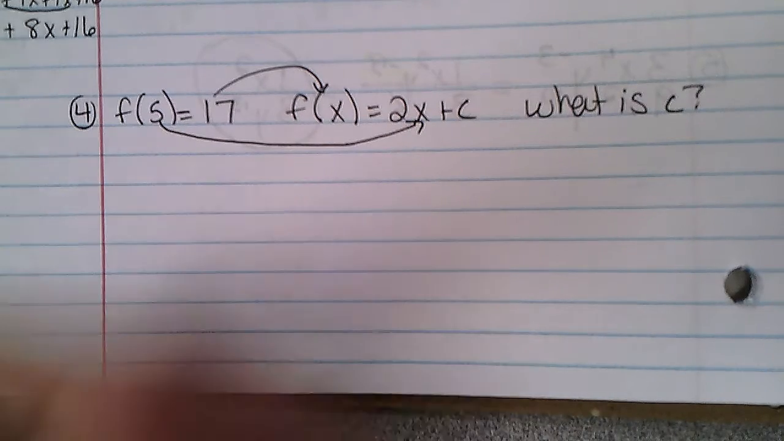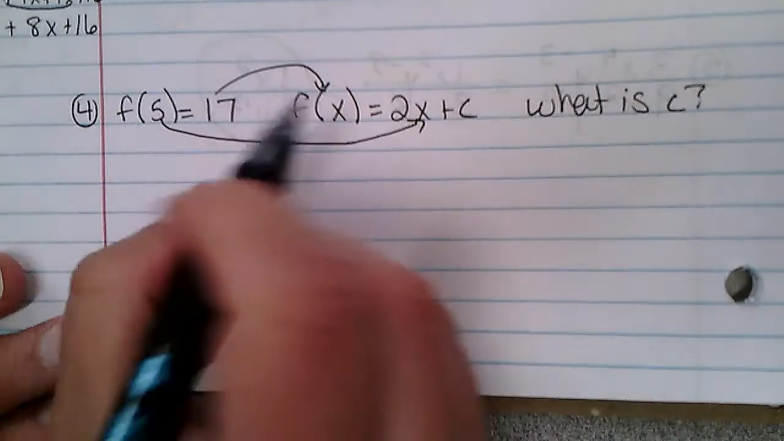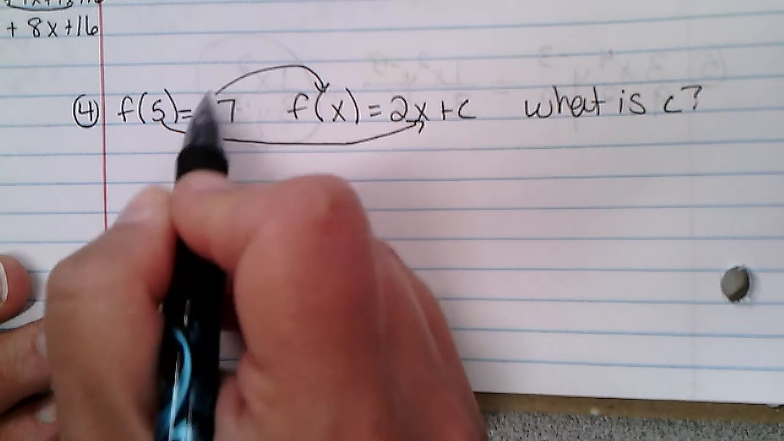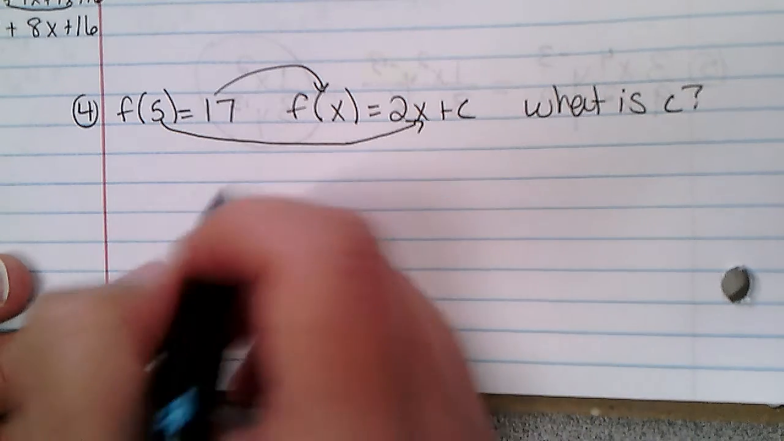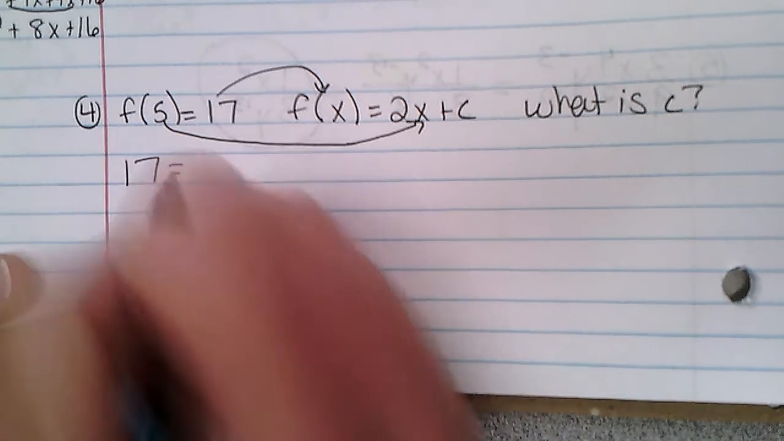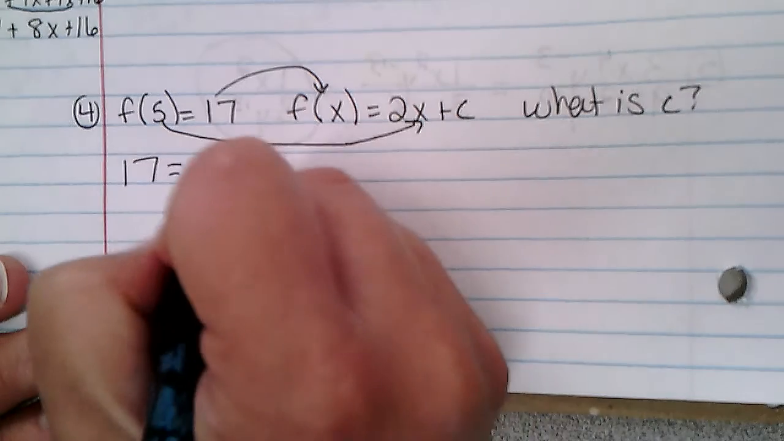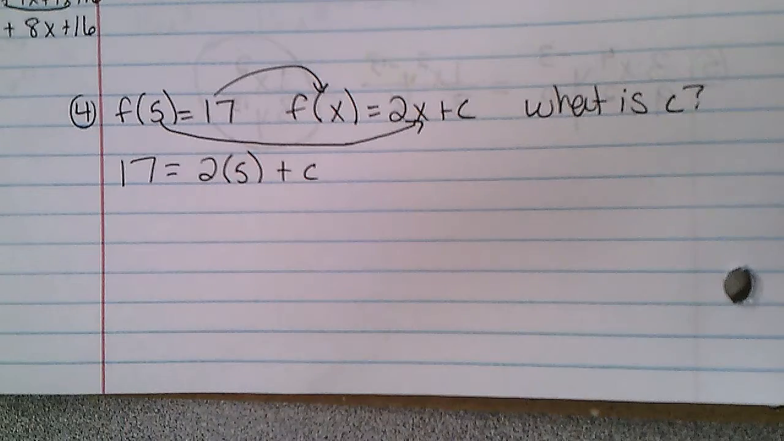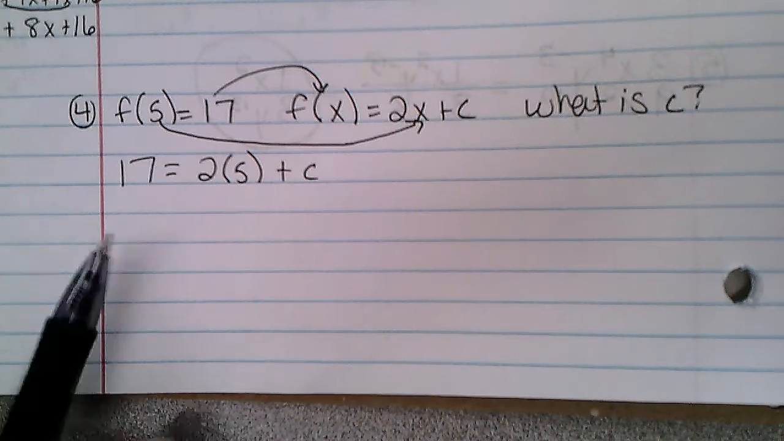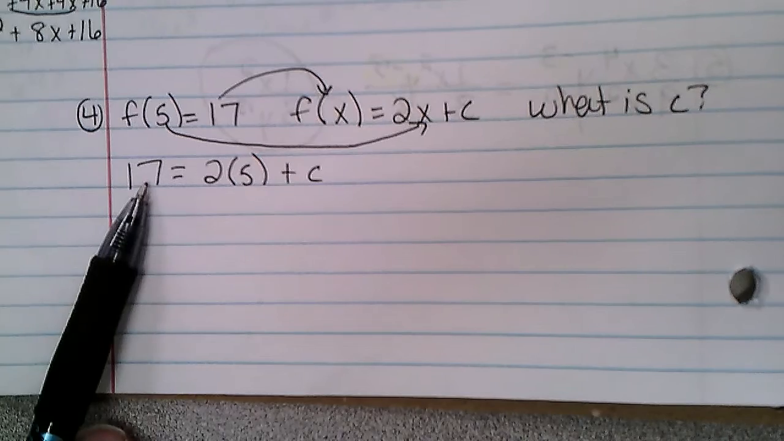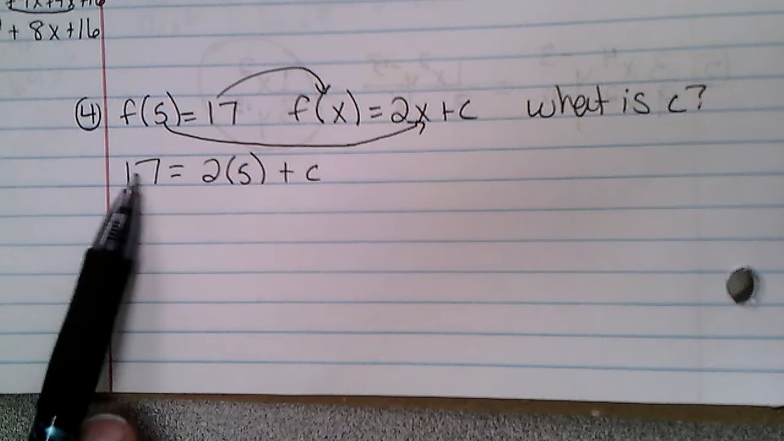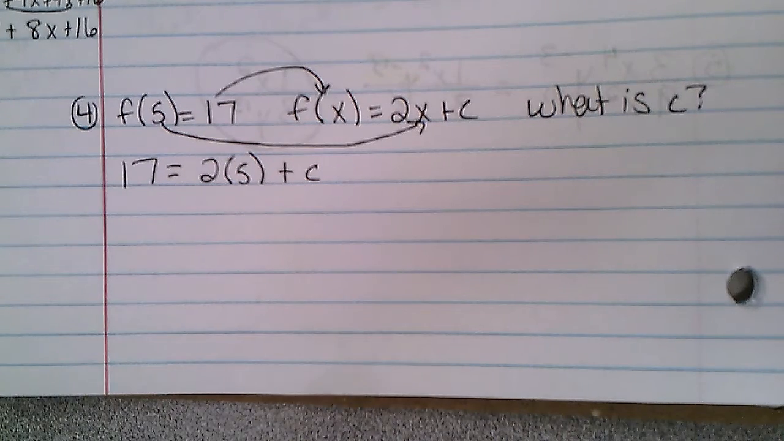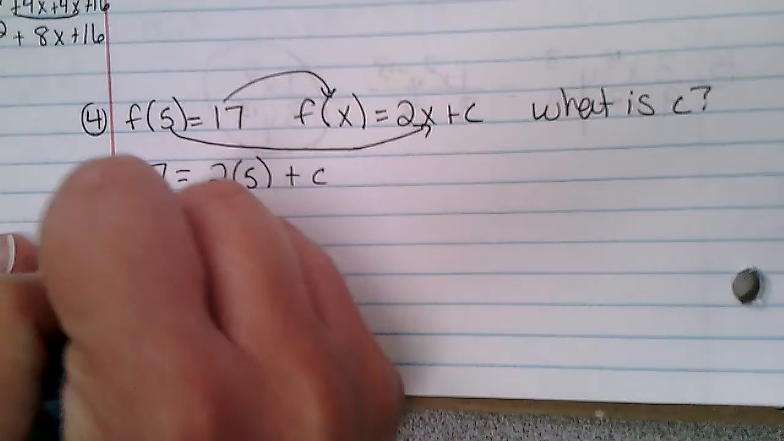So this is one of the few times you're actually going to do something with the left-hand part of your equation because you have the answer. You have the evaluated answer. So 17 is equal to 2 times 5 plus c. So now I can actually solve for c. So I needed that answer to be able to do that because if this was still f of x or even f of 5, there's nothing you can do with that. It needs to be just a plain number.